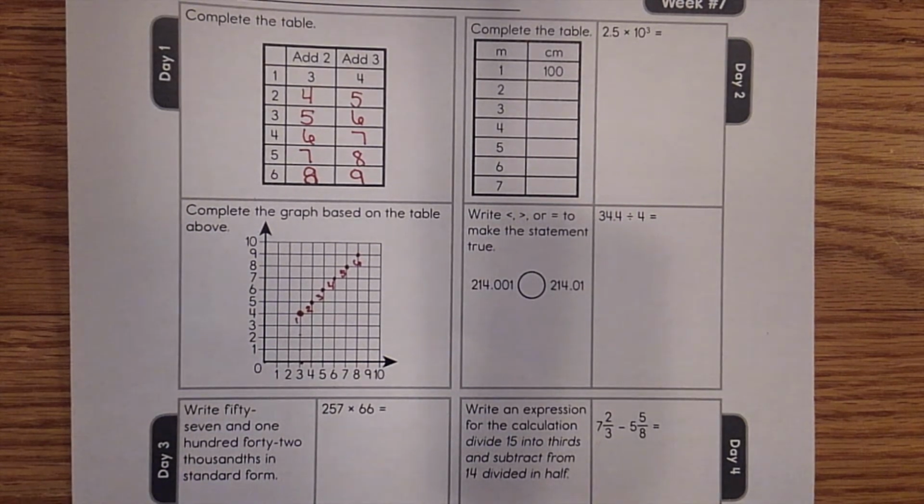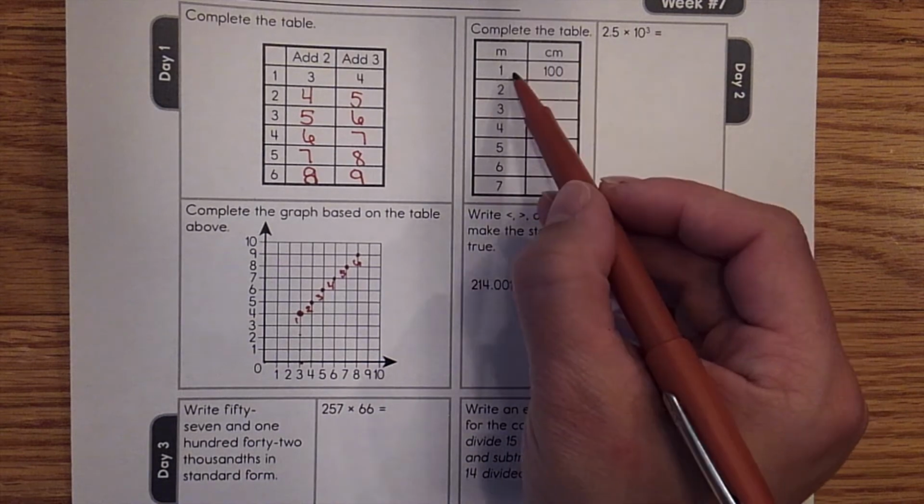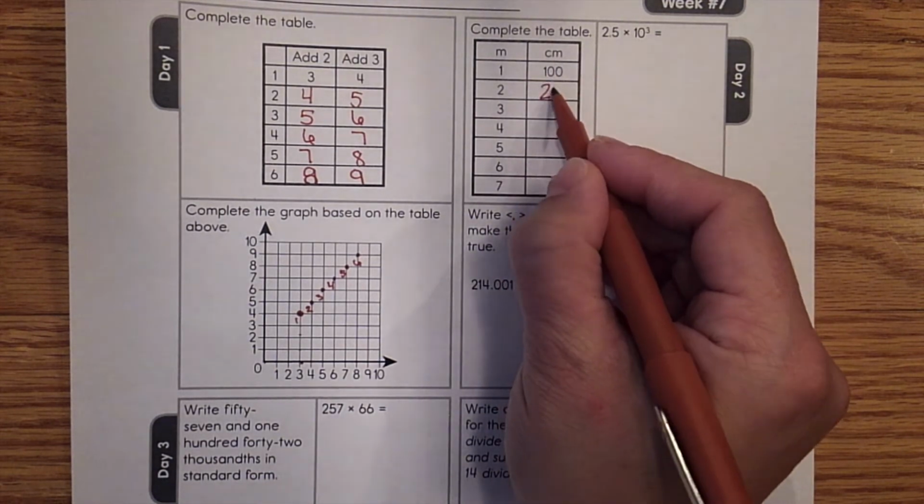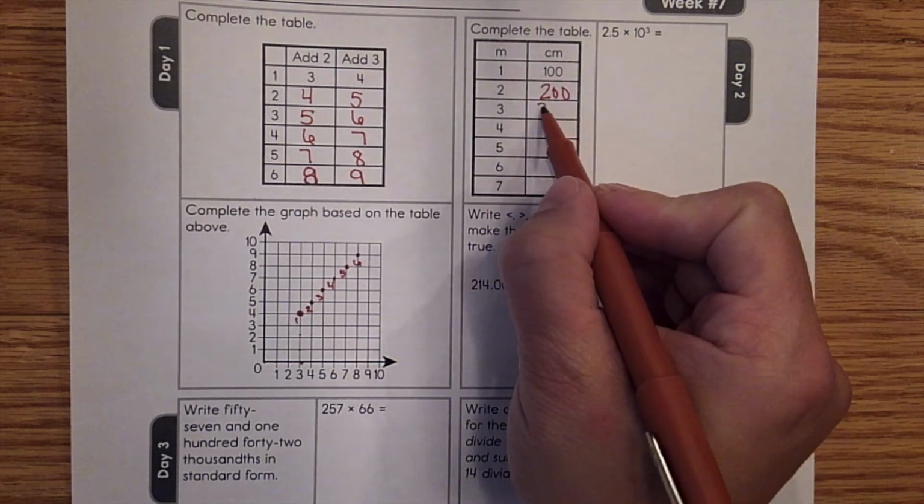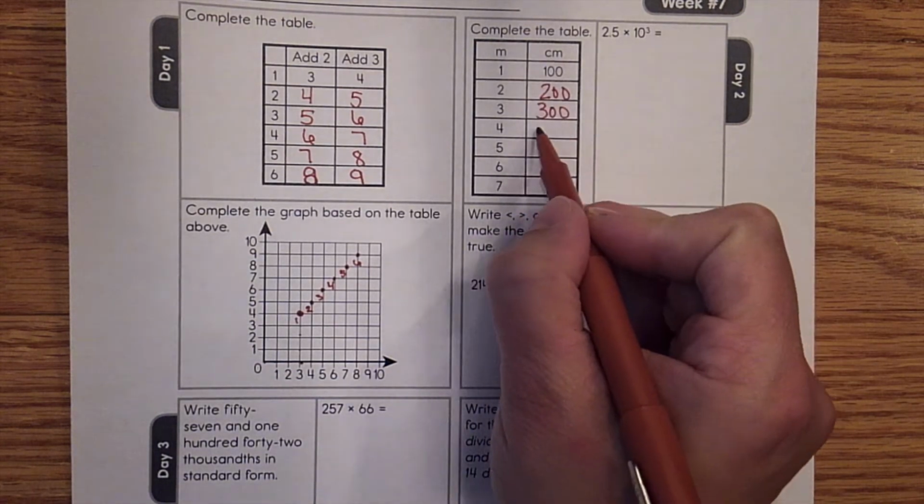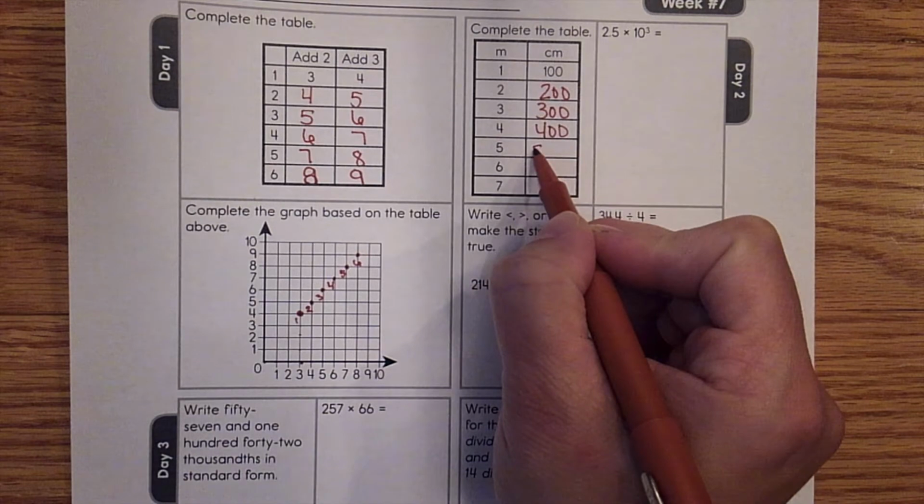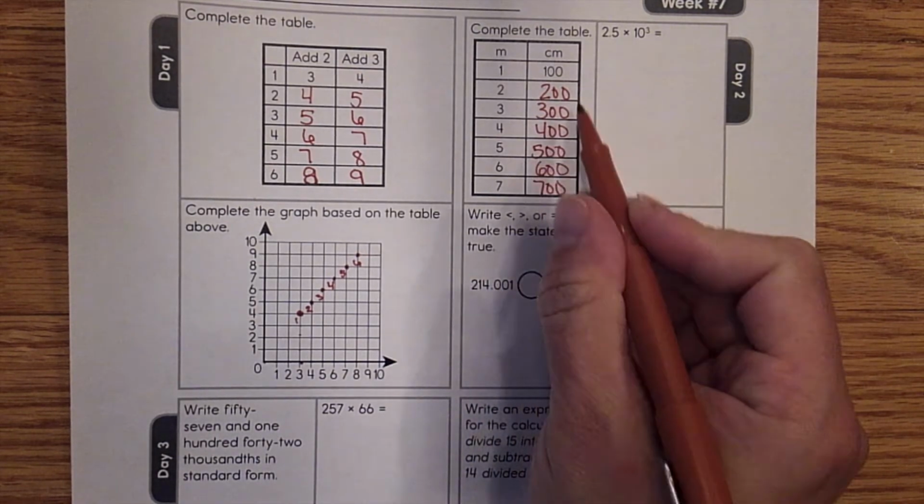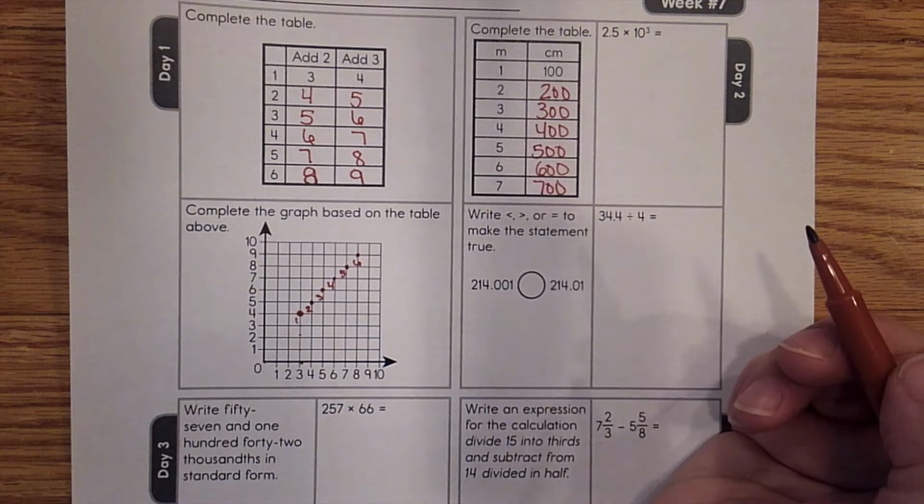Let's look at day 2. You had to complete the table. 1 meter is 100 centimeters. So 2 meters, 200 centimeters. 3 meters is 300. 4 meters is 400, and so on. So it takes 100 centimeters to make a meter.